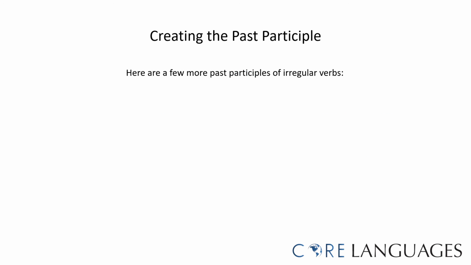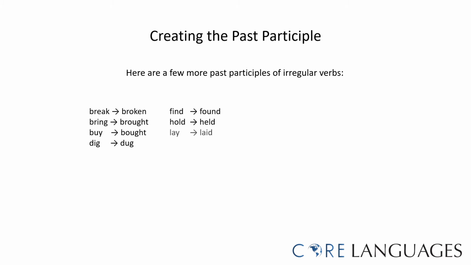Here are a few more examples of participles of irregular verbs. Break, broken. Bring, brought. Buy, bought. Dig, dug. Find, found. Hold, held. Lay, laid. Lie, lain. Leave, left.